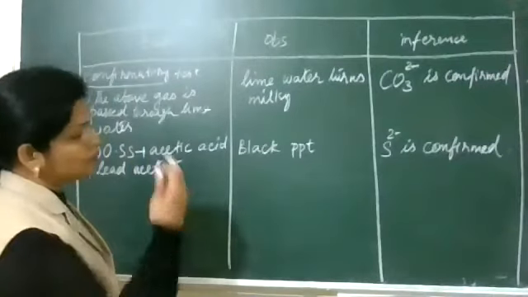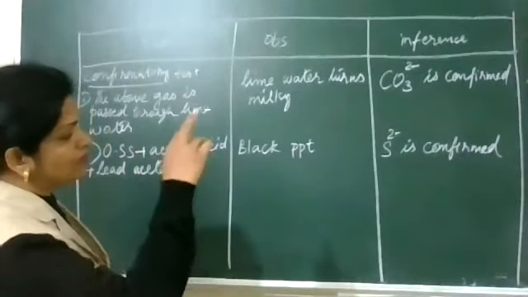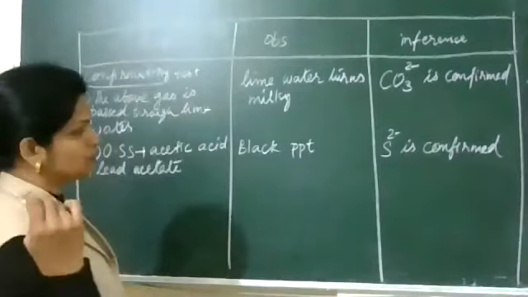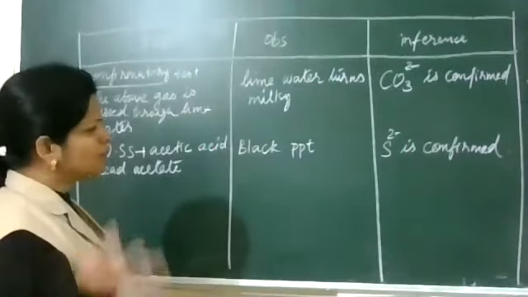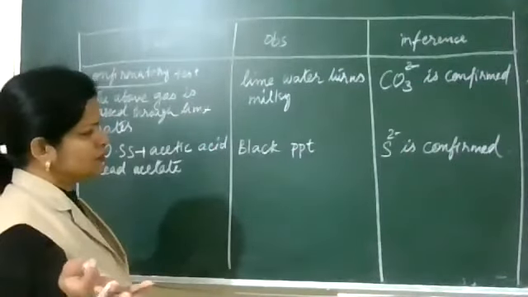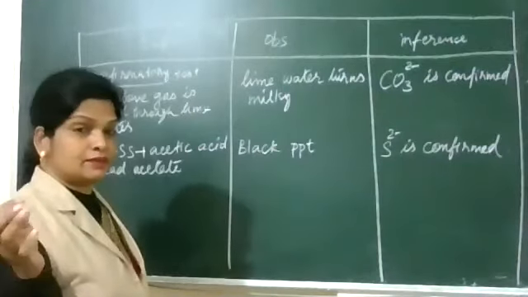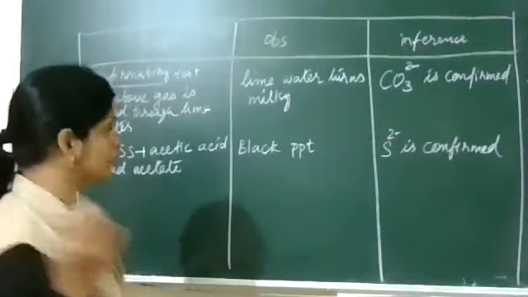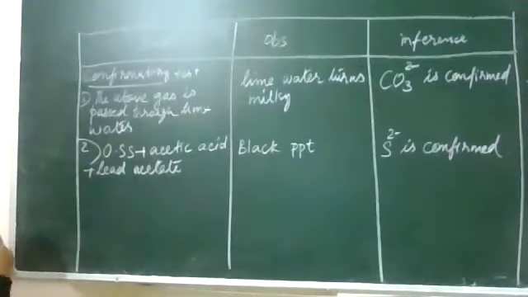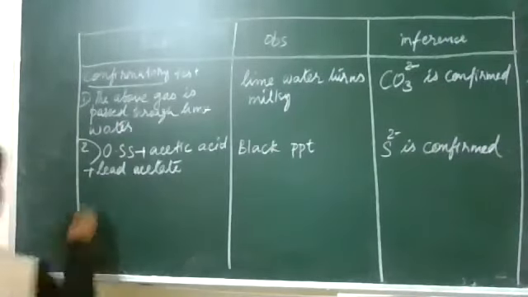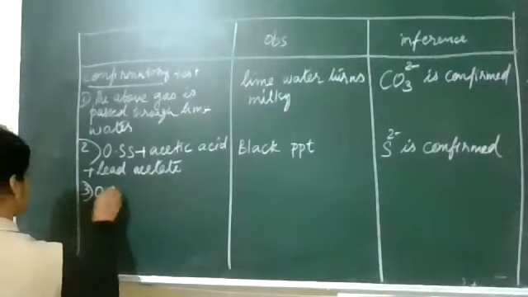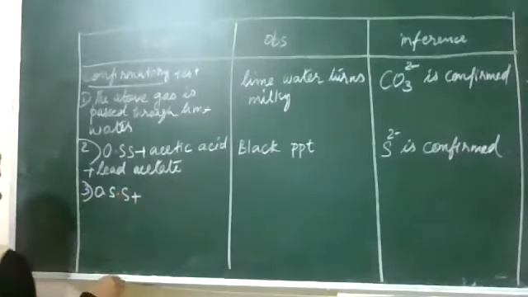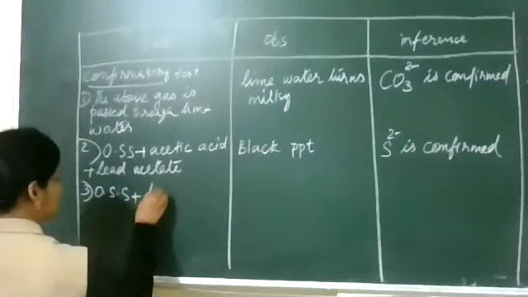Suppose you haven't got the sulfide with the dilute H2SO4. Instead, you got sulfite, that is a pungent smelling gas which turns potassium dichromate paper green. Then you go for the confirmatory test for the sulfite. For that, OSS plus dilute H2SO4.